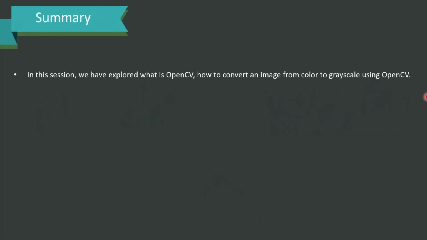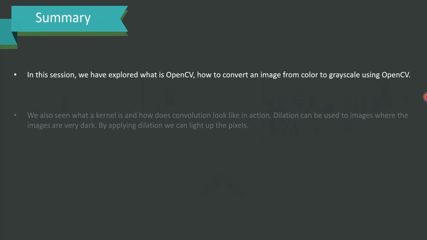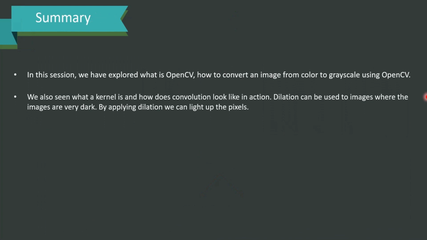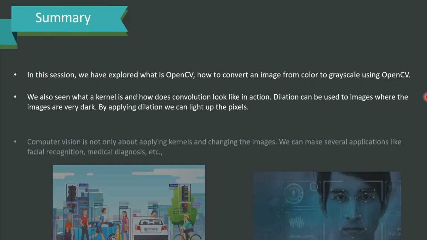Let's summarize. In this session, we have explored what is OpenCV, how to convert an image from color to grayscale using OpenCV. We also have seen what a kernel is all about and how convolution looks like. Dilation can be used on images where images are very dark. By applying dilation, we can light up the pixels.